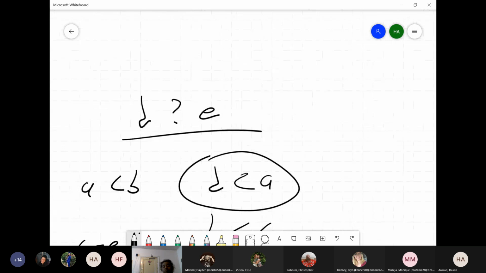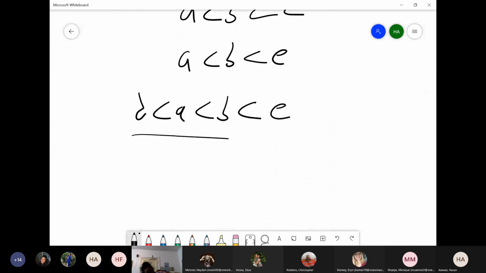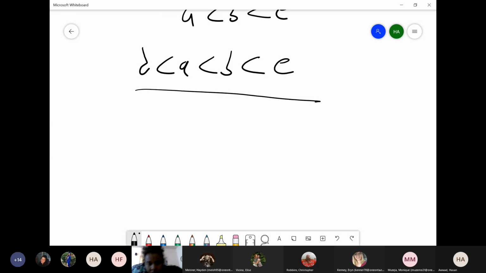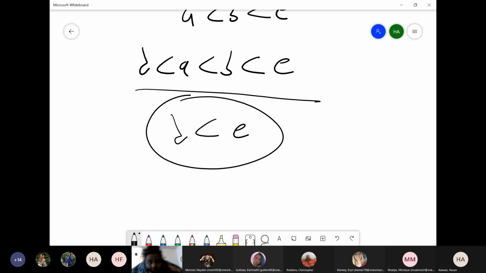And because, again, we're looking for this relationship right here, what does this tell us by transitivity? What is our final result? Katrine? Yep. That D is less than E. Yeah, that D is going to be less than E, right? If D is less than A, is less than B, is less than E, then the first number is going to be less than the last number in that sequence, right? So our final result here is D is less than E.